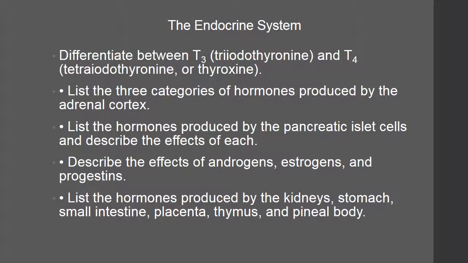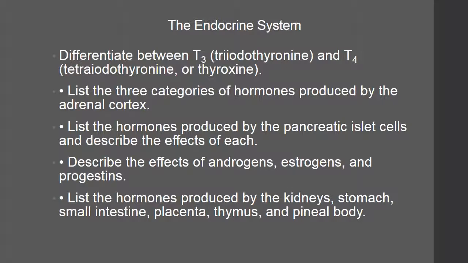You should be able to differentiate between T3 triiodothyroxine and T4 tetraiodothyroxine, or thyroxine itself. List the three categories of hormones produced by the adrenal cortex. Describe the hormones produced by the pancreatic islet cells and describe the effects of each of those. Describe the effects of androgens, estrogens, and progestins.